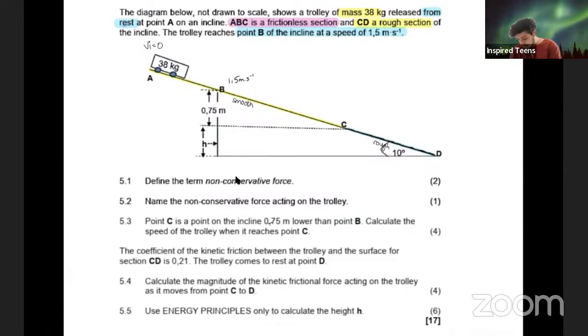Non-conservative. A non-conservative force is a force for which the work done in moving an object between 2 points depends on the path taken. Examples are frictional force, air resistance, and tension in a cord. Okay, so it's similar to what I said, but they just give you a fancier definition. Basically, yes, it's that the work done on a moving object is dependent on the path, right?